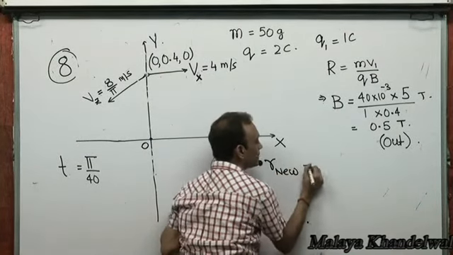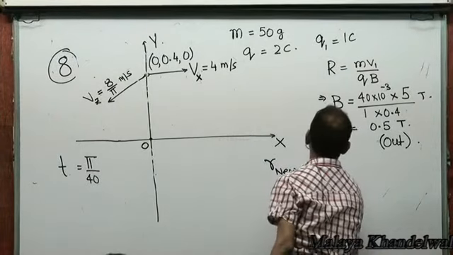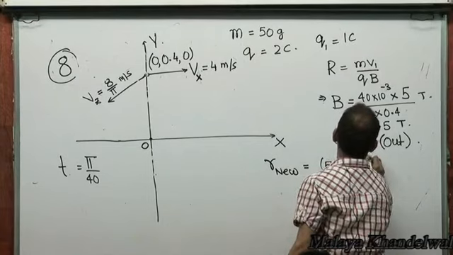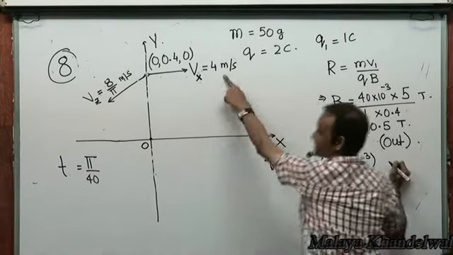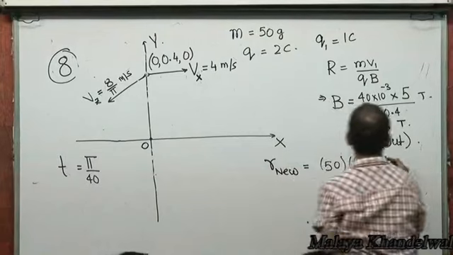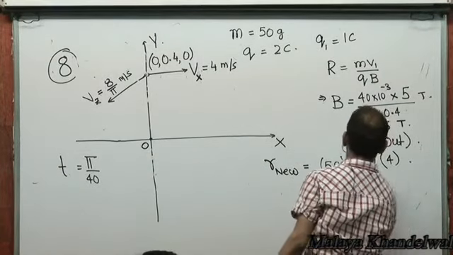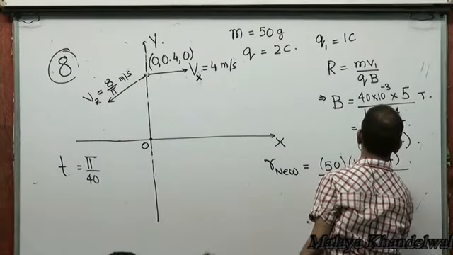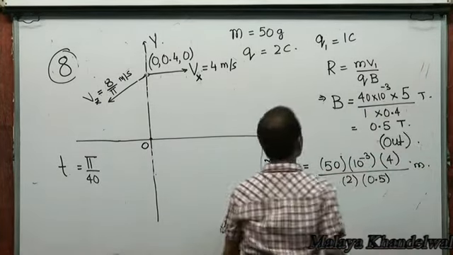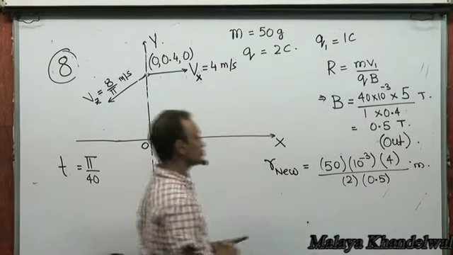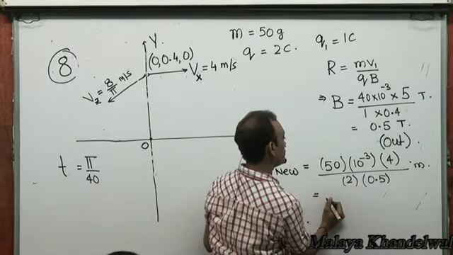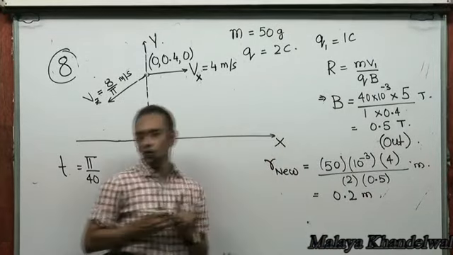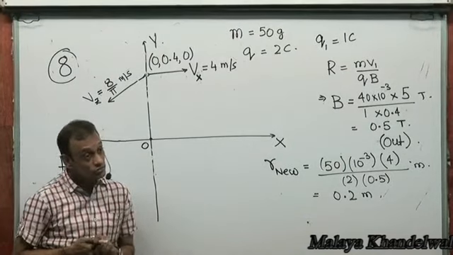R new of the combined mass would be the total mass, which is 50 mv by qB, right? 50 into 10 to the power minus 3 into Vx, right? This Vx is causing R. Vx, which is 4, divided by q, which is 2, into 0.5. These many meters? Yes or no? So now this comes to 0.2 meters. Yes or no? That's the new radius, right?